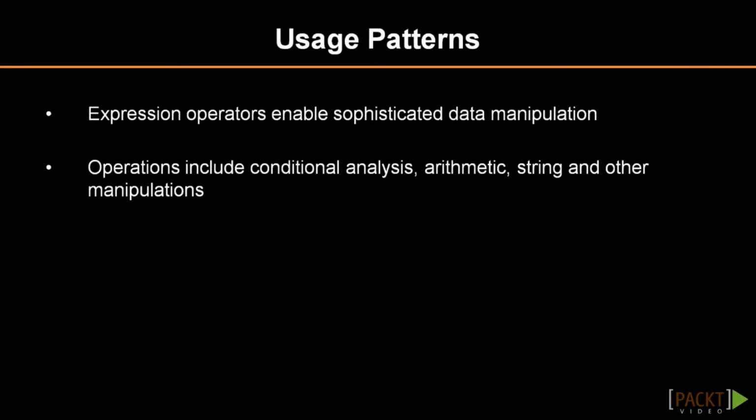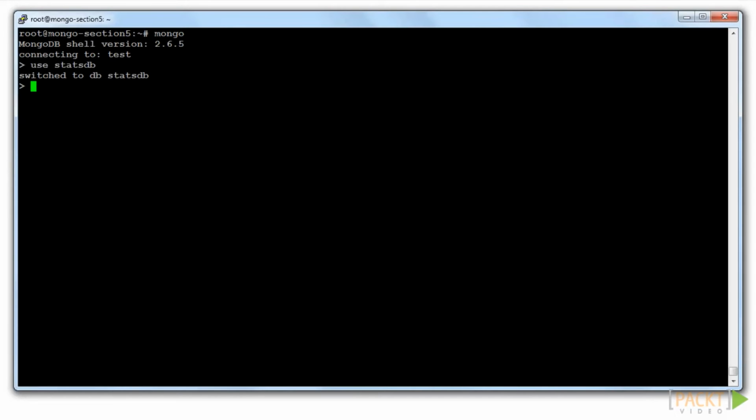In this video, we look at expression operators. Expression operators make it possible to perform sophisticated data manipulation on data in the aggregation pipeline. This may include analysis of data, arithmetic, string, and other manipulations. Comparison operators make it possible to perform comparisons between document values and fixed values.